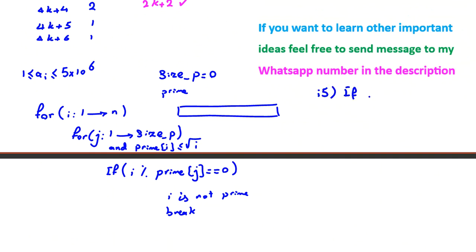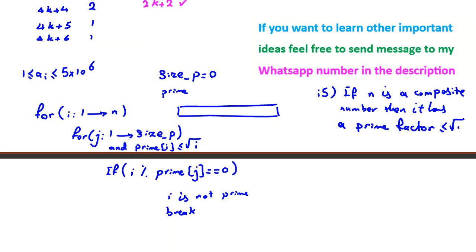If n is a composite number, meaning it is not prime, then it has a prime factor less than or equal to root n. The reason is what? Because if it is composite, you can write it as AB, where A and B are greater than 1. Now, without loss of generality, suppose A is less than or equal to B. So we can say n is greater than or equal to A times A. Instead of B, we write A. So A squared is at most n, so A is less than or equal to root n.